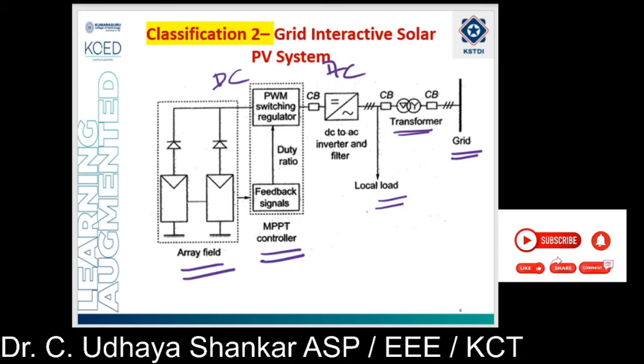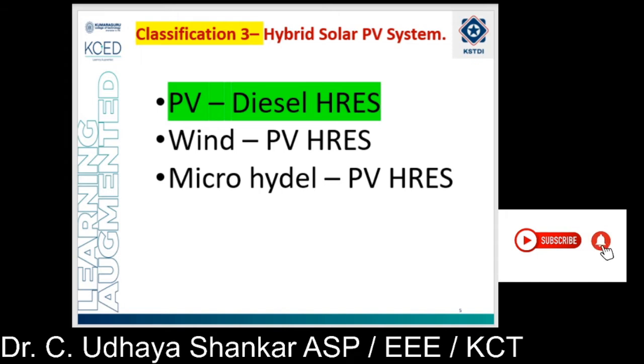Now we will move on to the hybrid renewable energy system. In both the previous cases we used only the PV. In the first case, standalone, only PV was supplying the load. In the second case, PV along with the grid was supplying the load. Now this is the third case, the hybrid solar PV system.